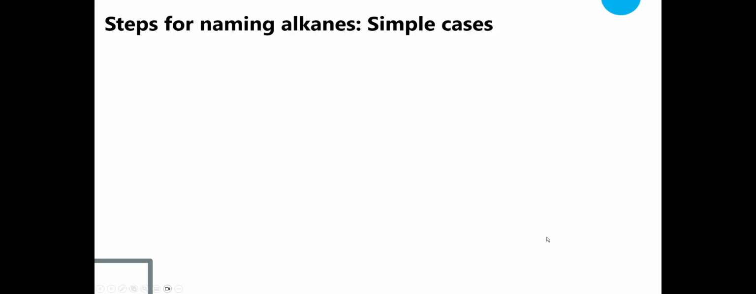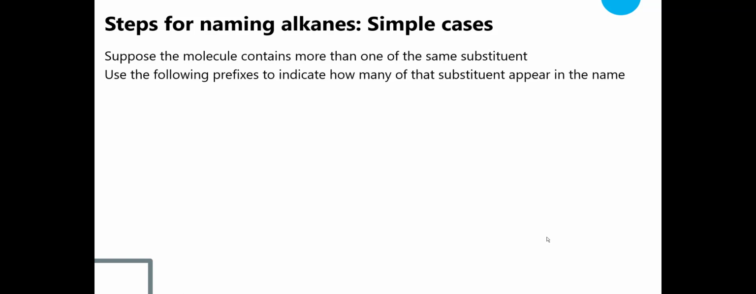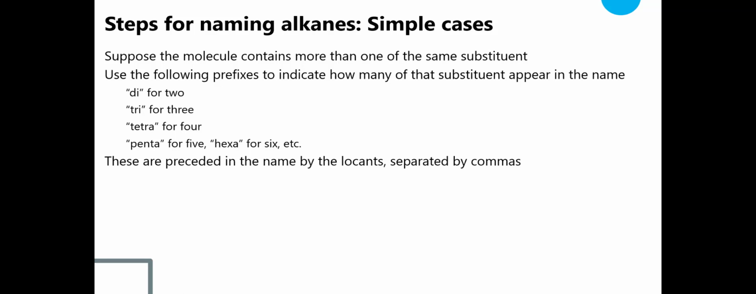It will often be the case that we'll see the same substituent in a compound more than once. So if we encounter that, what we want to do is include a prefix which will tell us exactly how many there are of that particular substituent. So we use di for 2, tri for 3, tetra for 4, and from here the patterns become a little bit more obvious. Penta for 5, hexa for 6, hepta for 7 if there were such a number. You're not going to encounter that very often. And we precede those names by the locants, separated by commas. So I think that's easiest to see by looking at some examples.